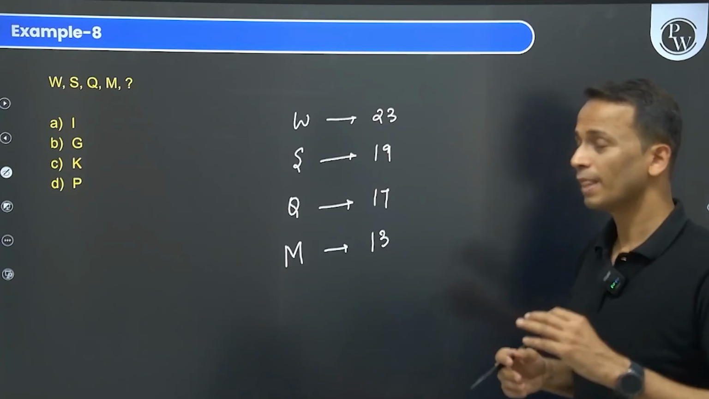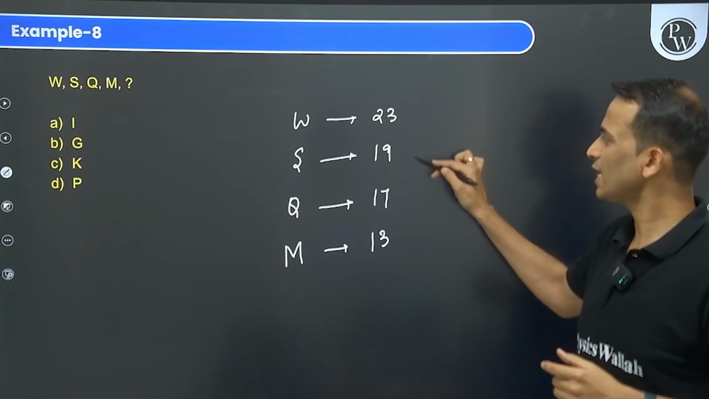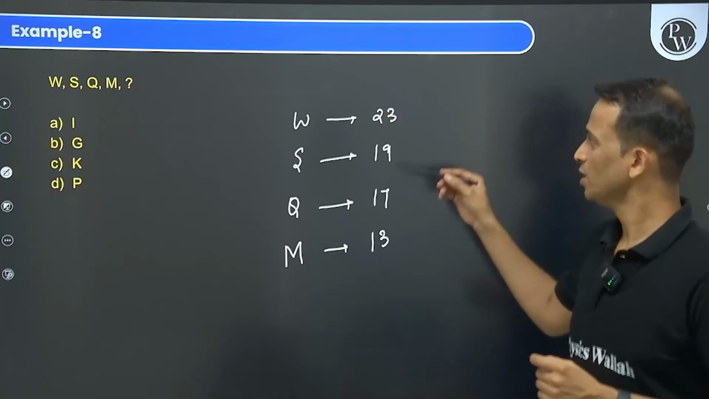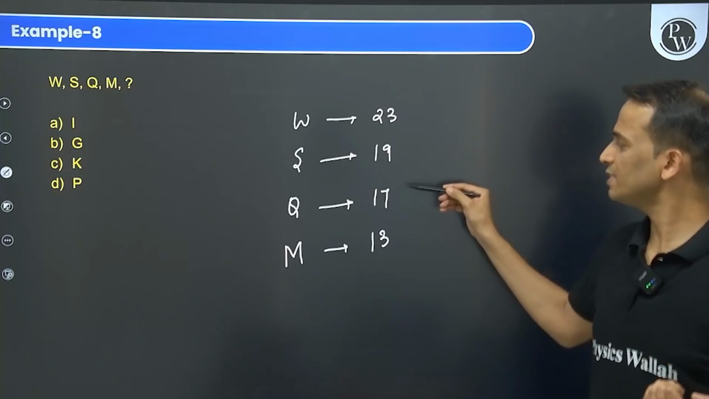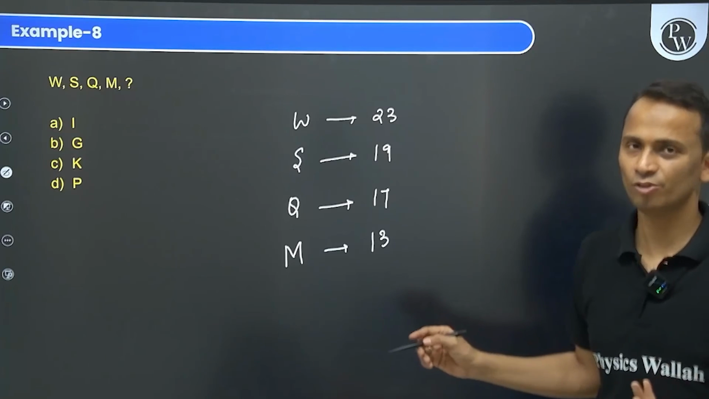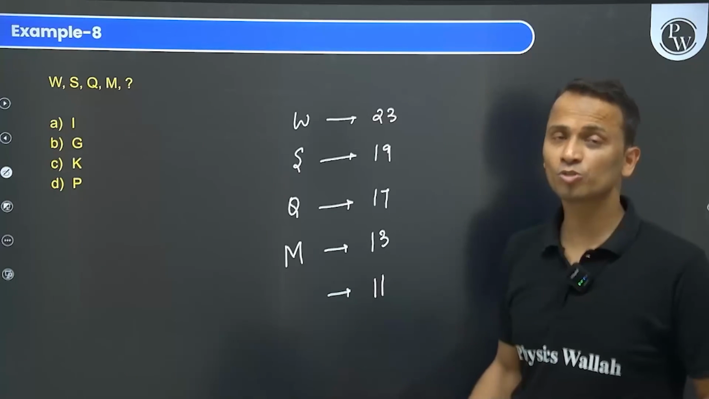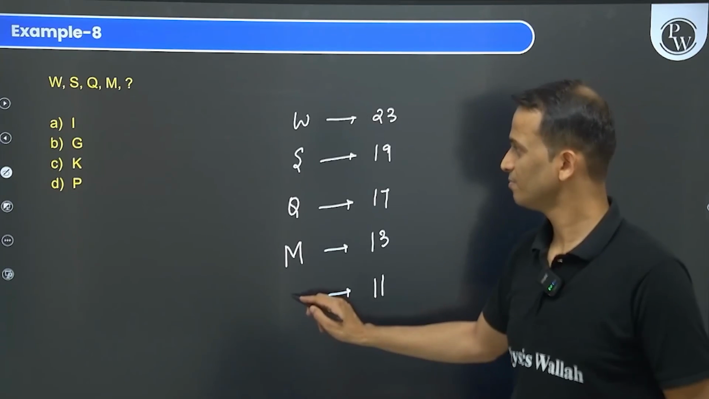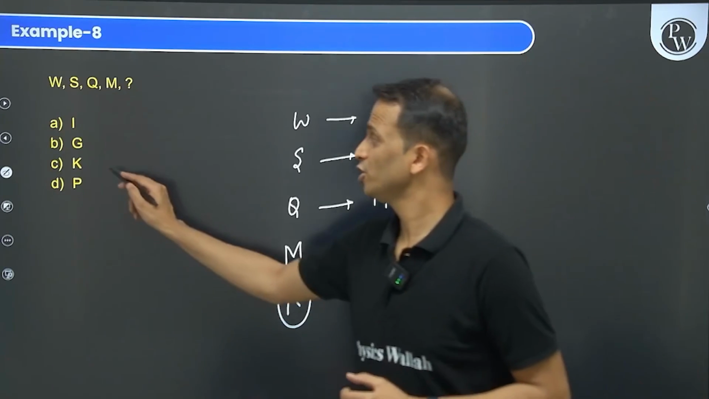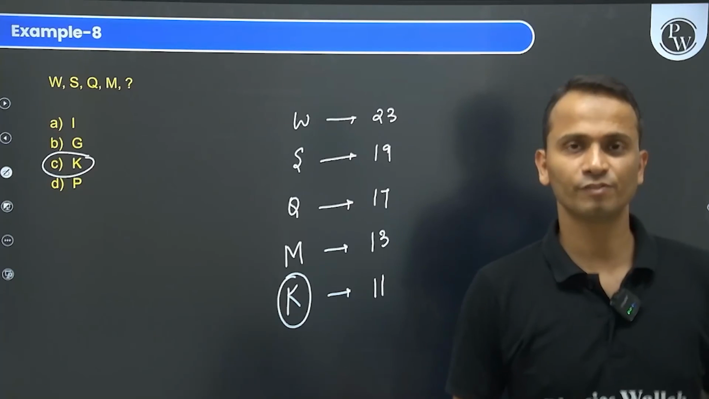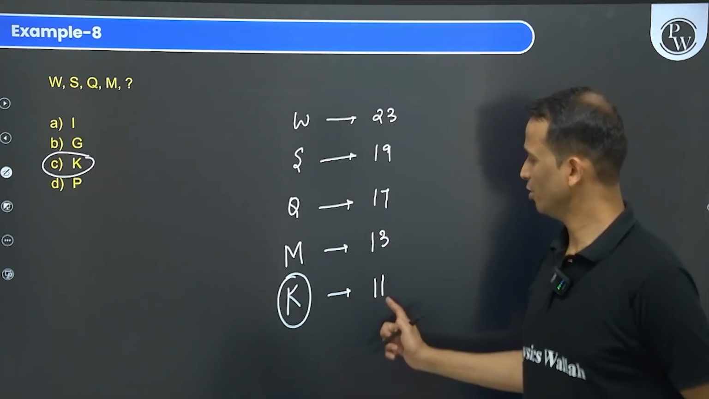generalize that pattern. The more accurate logic for this one will be that these are prime numbers in decreasing order. Before 23 the prime number is 19, below 19 the prime number is 17, below 17 is 13, and there are no others. So below 13 the next prime number will be 11, and corresponding to 11, yes, absolutely, 11 is K. So option C is the correct answer of this one, right? Okay. So K is the correct answer because it is 11.